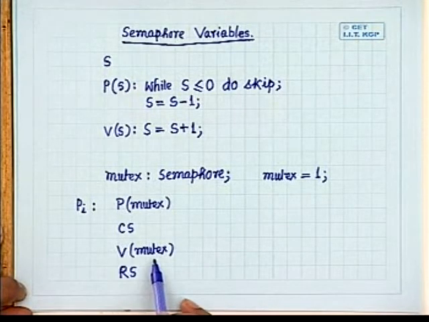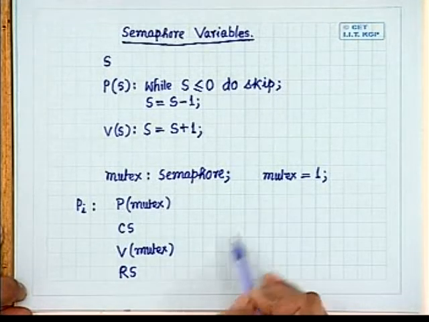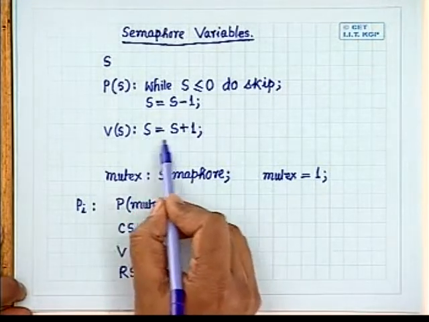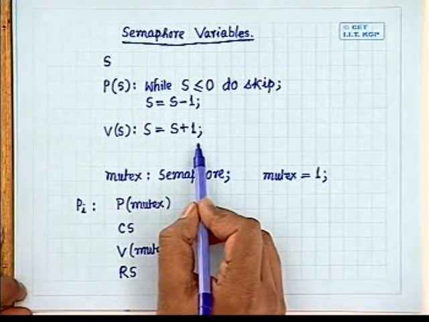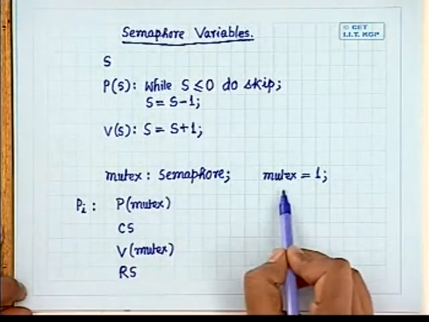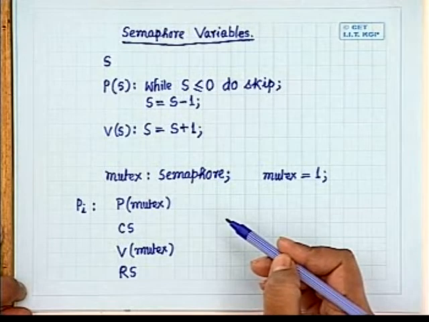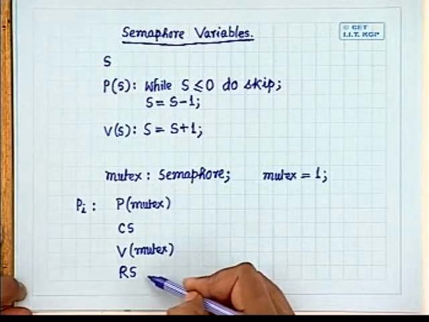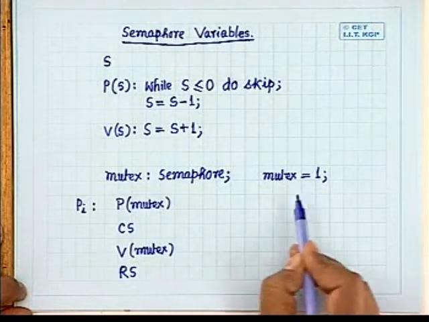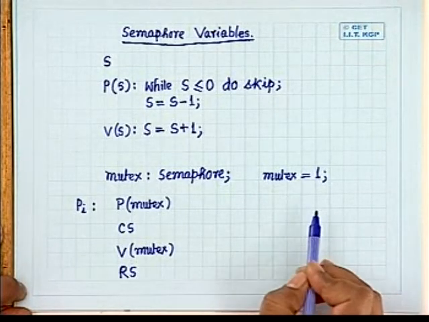So when it performs the V mutex operation, the value of mutex is incremented by 1. That is what we have done in V(s): the value of s is incremented by 1. So earlier the value of mutex was 0. Now again it becomes 1. Okay. So the first process comes out of the critical section after setting the value of mutex to 1.